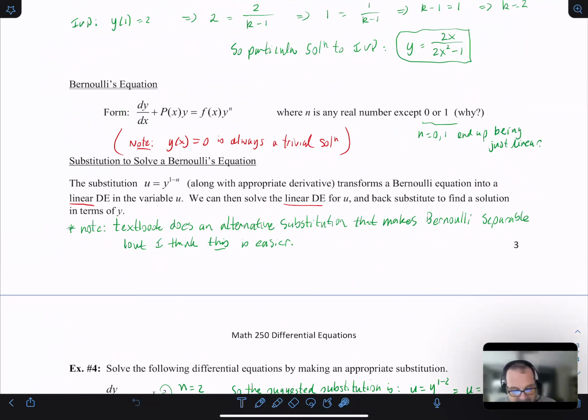You can kind of think of this as being an almost linear equation. This looks a lot like a linear equation in standard form, except that it's got this y to the power of n over here on the right-hand side of the equation. In a linear equation, that's not there. If that were not there, we would have a linear equation. So when we have this y to the n here, this is a Bernoulli equation.